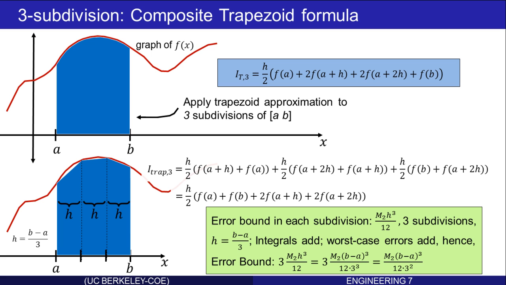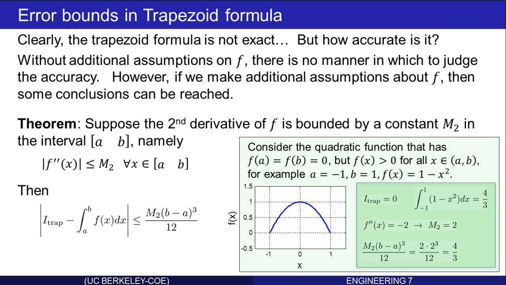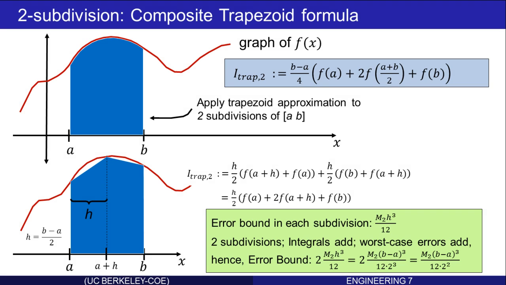Let's compare that to the original bound for the single trapezoid. The single trapezoid had an error bound of m2 times b minus a cubed over 12. That's what you get with 2 function evaluations at a and b. What about with 3 function evaluations in the 2 subdivision? Remember, in the 2 subdivision, the error bound is exactly the same bound, but it's also got a factor of 2 squared in the denominator. The error bound is a factor of 4 better.